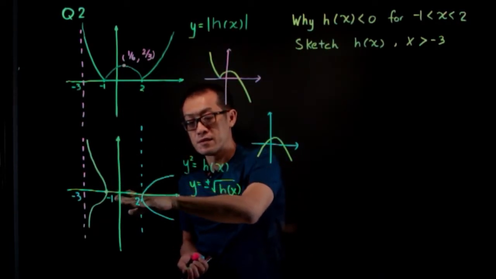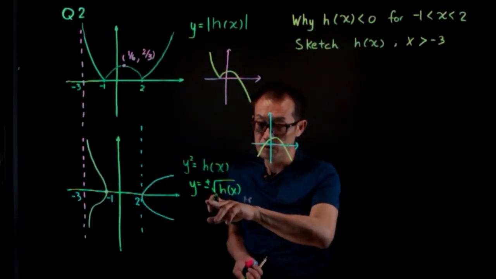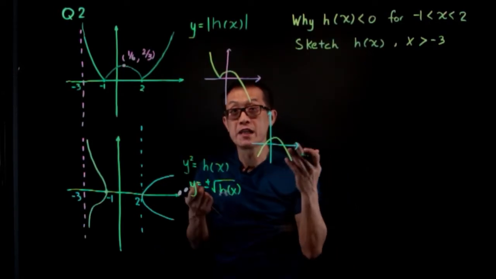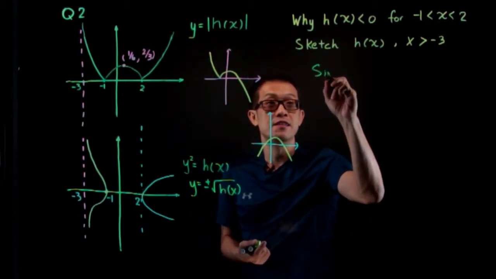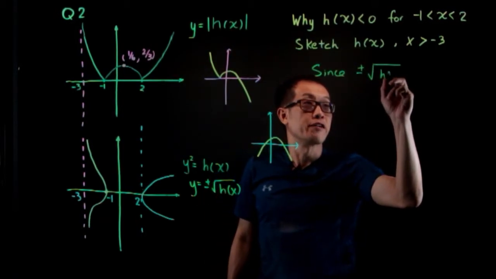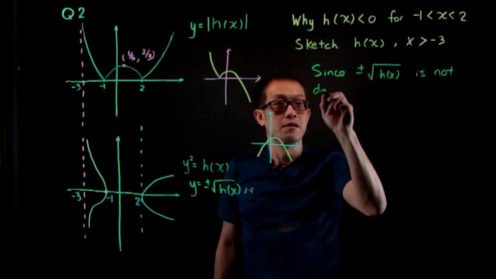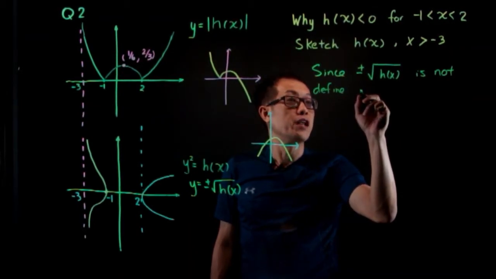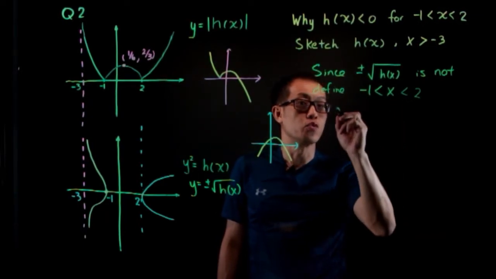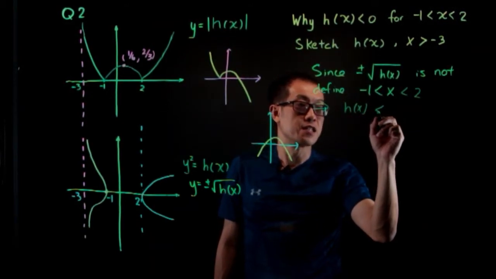So you find that there's nothing in this portion for square root h of x. I've already explained to you. Since plus minus square root h of x is not defined for x between minus 1 and 2, this implies that h of x is less than 0.